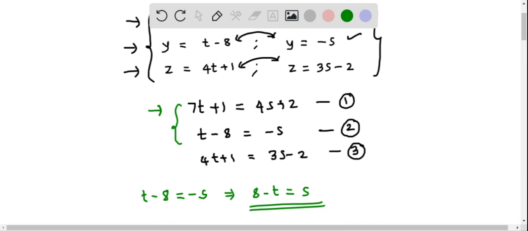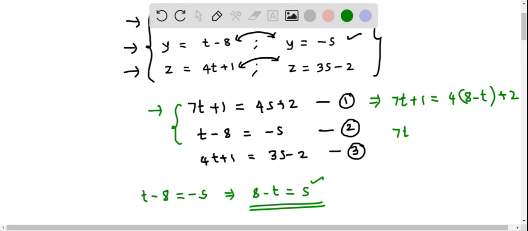So let me do that. I'm going to do it here. This is 7t plus 1. We have 4 times, in place of s, I'm going to replace it with 8 minus t. So therefore this becomes 4 times 8 minus t, plus 2. So this is an equation only in t, which means we can solve for t.